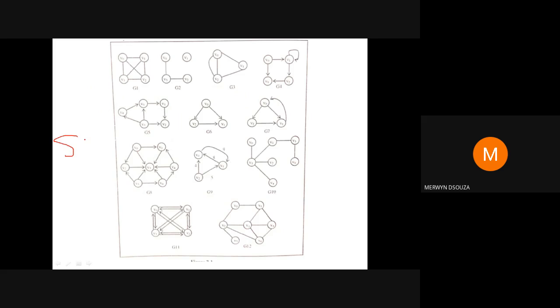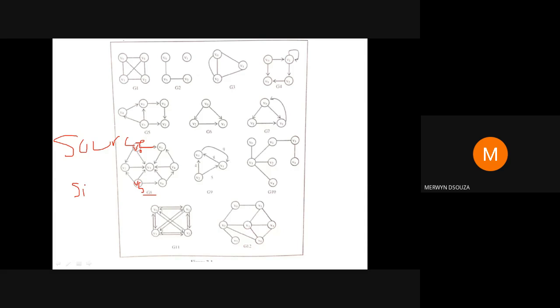Next definition, source. I think your lecture time is up, but there are just some 5-6 definitions. I'll quickly finish it. Source: a vertex which has no incoming edges but has outgoing edges is called a source. For example, here vertex V0 and vertex V5 have no incoming edges but have outgoing edges. So they are known as sources.